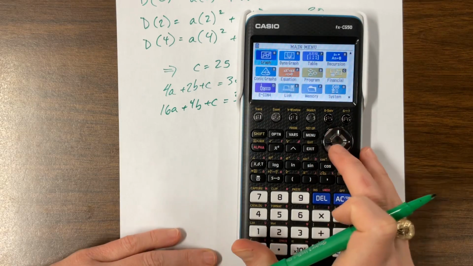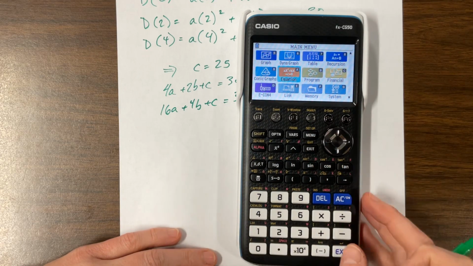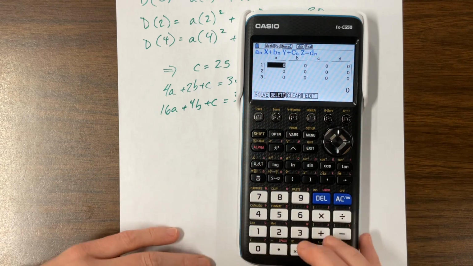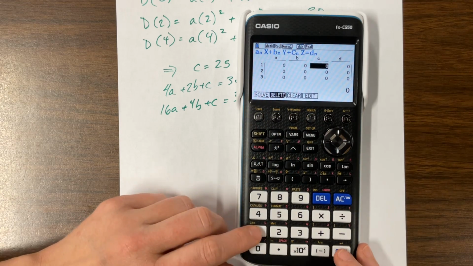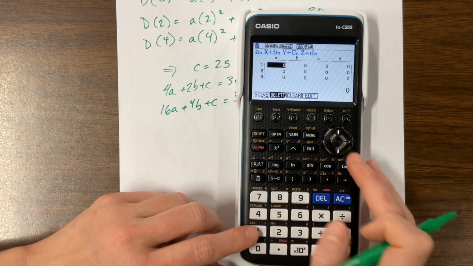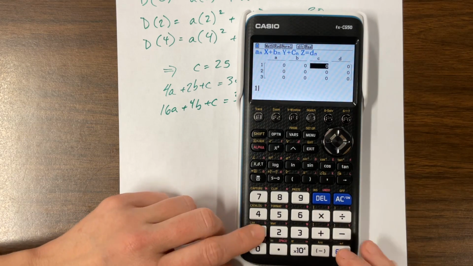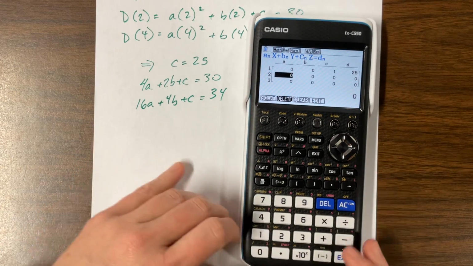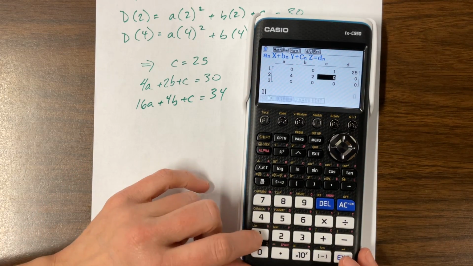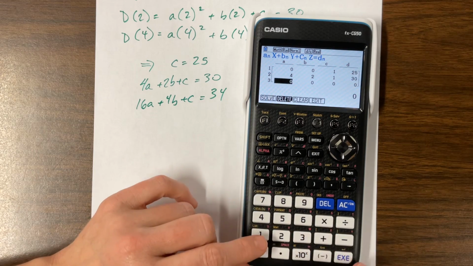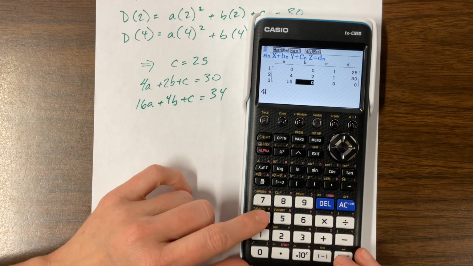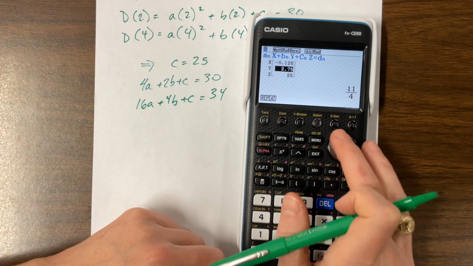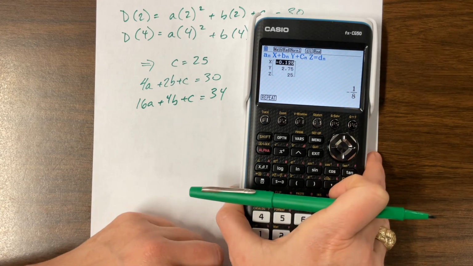So what I would do is I would come to my calculator and go to equation, and it's a simultaneous. We have 3 unknowns, and so it's 0, 0, 1, 25. Can you see where I'm seeing this from? Okay, and then I see 4, and I see 2, and I see 1, and I see 30. I see 16, 4, 1, 34. Okay, so this first one, they're saying as decimal approximations.